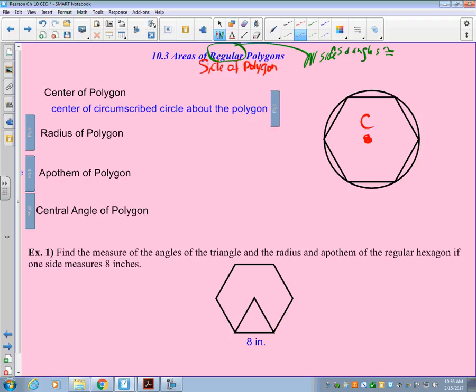The side of a polygon is an edge on the outside. We represent that with the letter S. That's here. S for side.